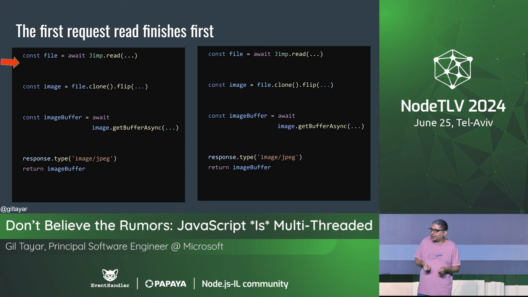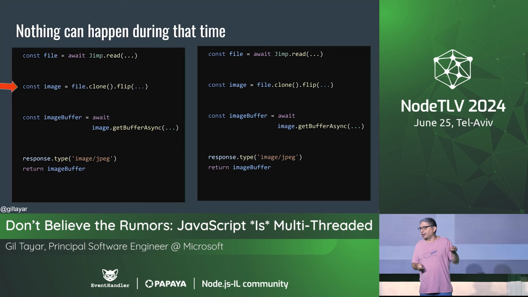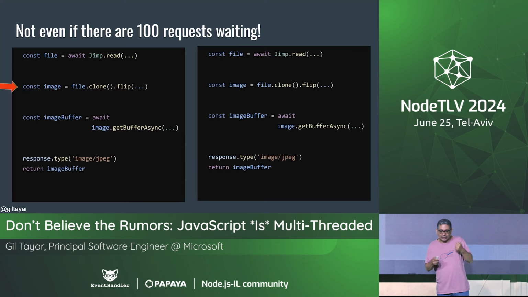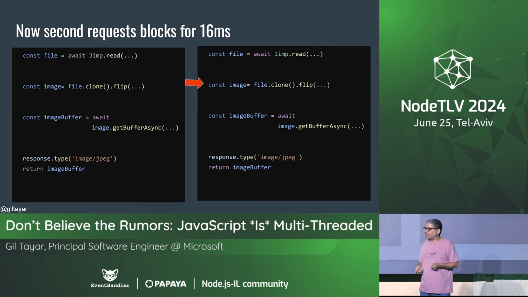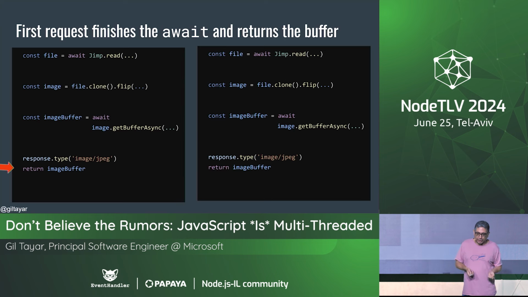Let's say the first request finishes reading the file. We run this line. This line takes 16 milliseconds. Nothing can happen during that time except that synchronous code. JavaScript can't flip to another request when running synchronous code. It just can't because it is single-threaded. So 16 milliseconds waiting, doesn't matter what. Then we get the little await that allows us to flip. Another 16 milliseconds in the second request. This await allows us to flip back. We return the image buffer here.